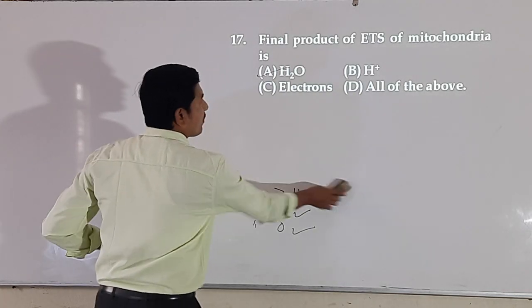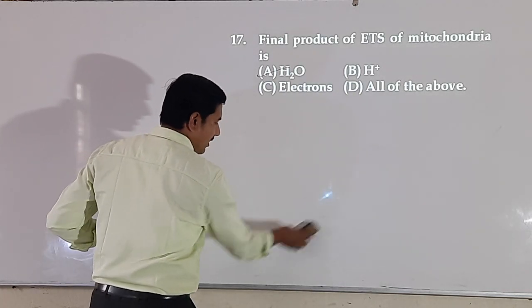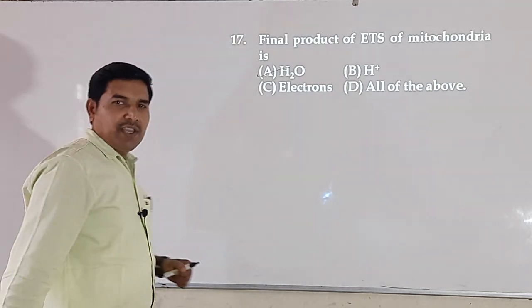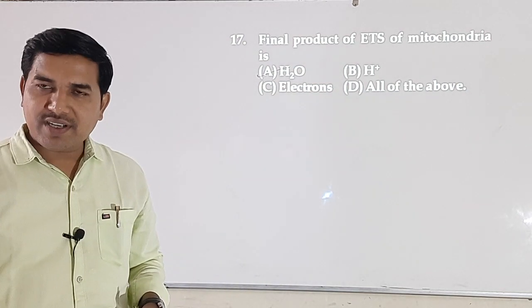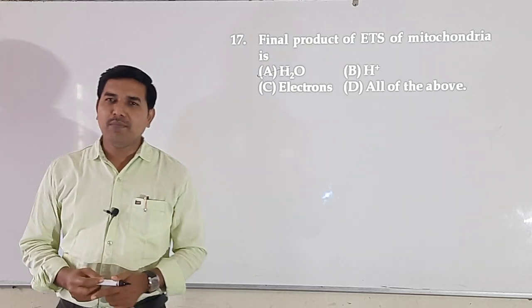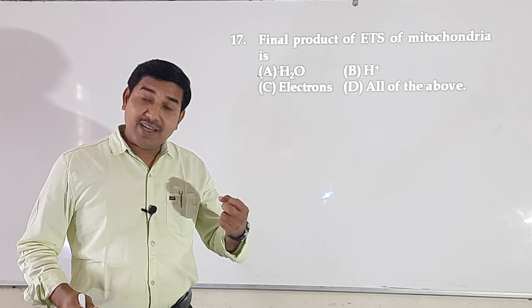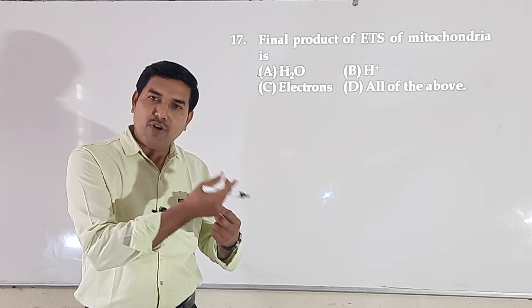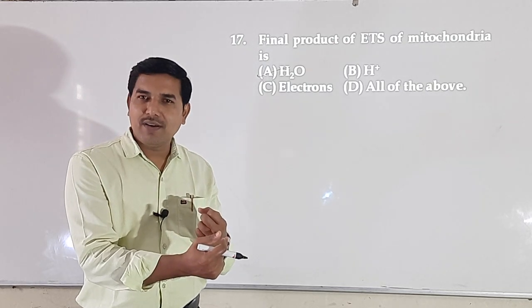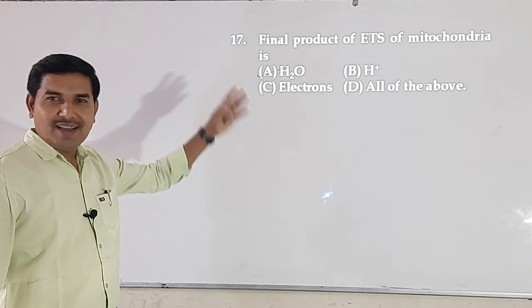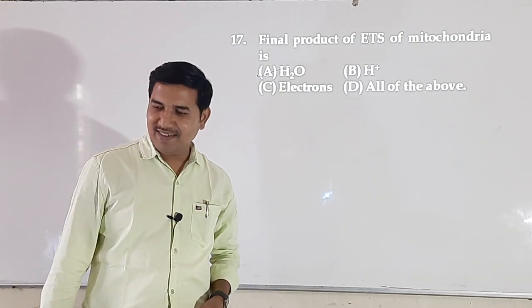The final product of ETS of mitochondria. ಎಲೆಕ್ಟ್ರಾನ್ ಟ್ರಾನ್ಸ್ಪೋರ್ಟ್ ಸಿಸ್ಟಮ್ ಒಳಗಡೆ ಫೈನಲ್ ಪ್ರಾಡಕ್ಟ್ ಯಾವುದು? ETS ನೀವು ನೋಡ್ರಿ, look at the diagram. When you look at the diagram, final electron acceptor is oxygen, where it combines with hydrogen to form into what? Water, end product. So it forms into water. Answer is A only.